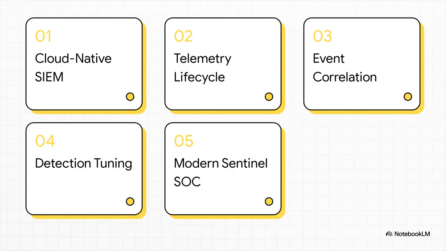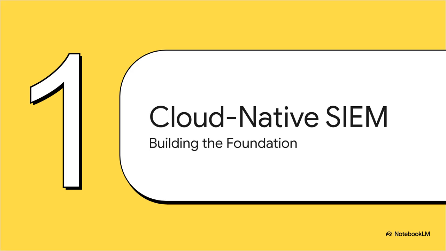Here's our roadmap for today. We're looking at 1. Cloud-native SIEM transition. 2. Telemetry lifecycle management. 3. High-fidelity event correlation. 4. Detection engineering and tuning. And finally, 5. The modern Sentinel SOC. Let's get going. Section 1. Cloud-native SIEM transition, building the foundation.